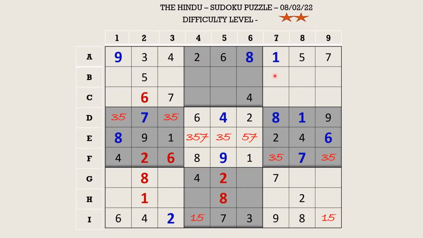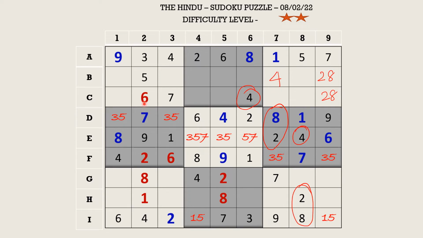In column 7 there is a 2, 8 pair blocking these 2 cells. In column 8 there is a 2, 8 pair which blocks these 2 cells. So the 2, 8 pair goes here. You have a 4 in this row which blocks these two cells, and there is a 4 in column 8 which blocks these two cells. So B7 takes 4.